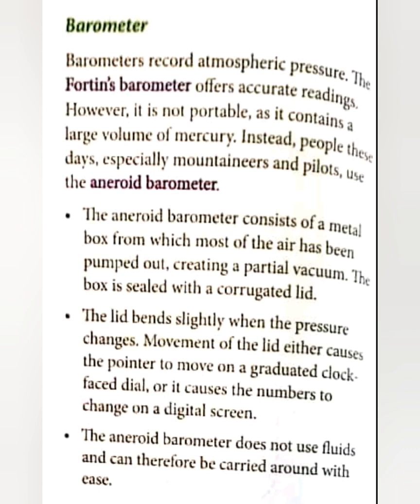Basically, the barometer is used to record the atmospheric pressure, and the correct reading is given through the barometer, which was invented by Fortin. It is not easy to carry that barometer when we are going somewhere. It is not portable, as it has a large volume of mercury, but it is very accurate. Instead, aneroid barometers are used as they are portable and very convenient to take anywhere.